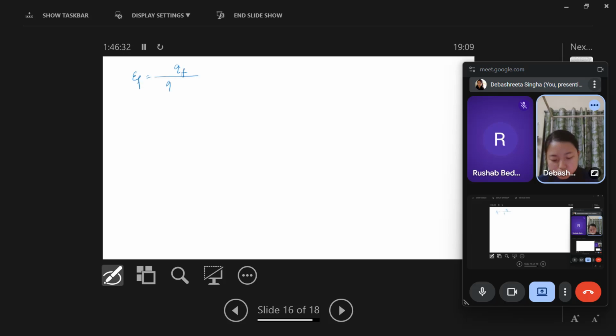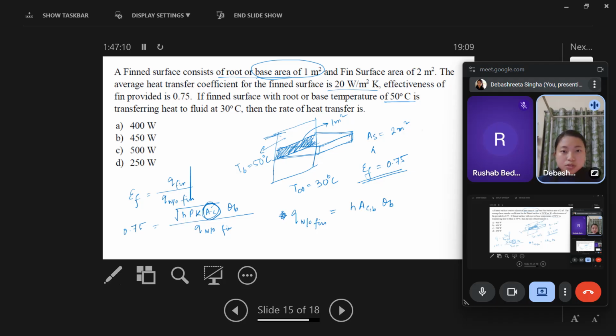Q fin, Q without fin. So instead we can find out Q fin. So epsilon F into Q without fin. Epsilon F is 0.75 into Q without fin, which is H times A theta. So 0.75 into H, H is given, right? So how much was H? 20.